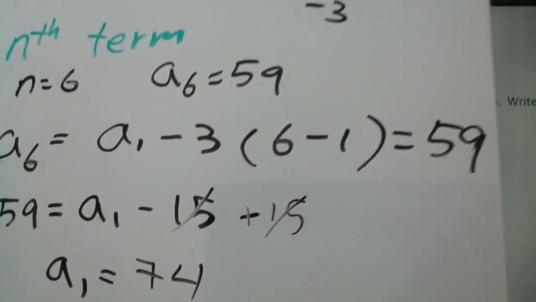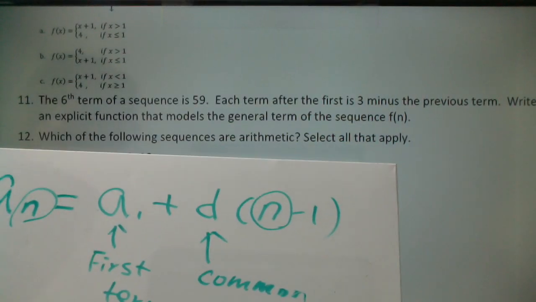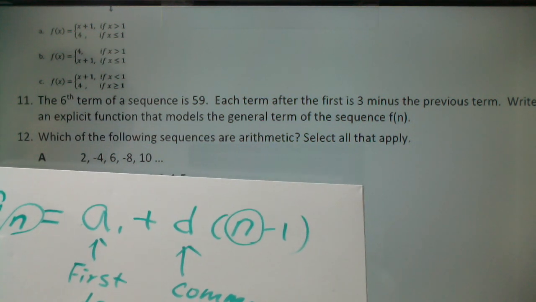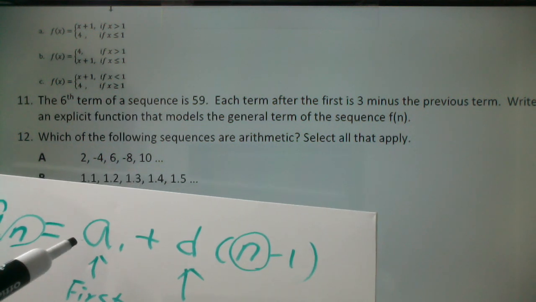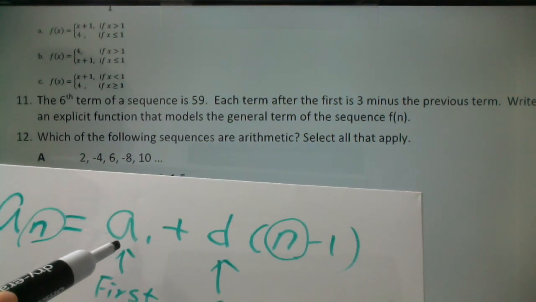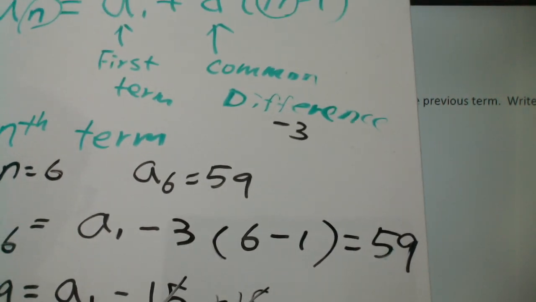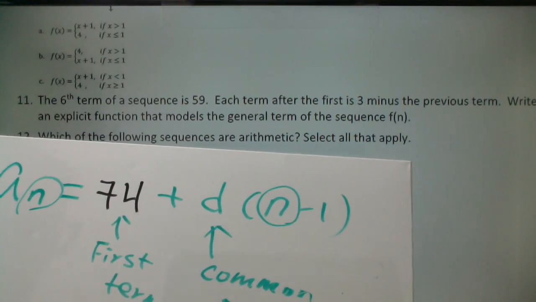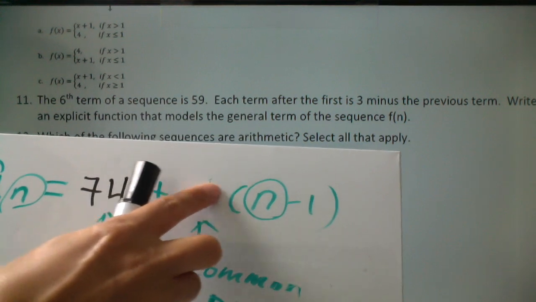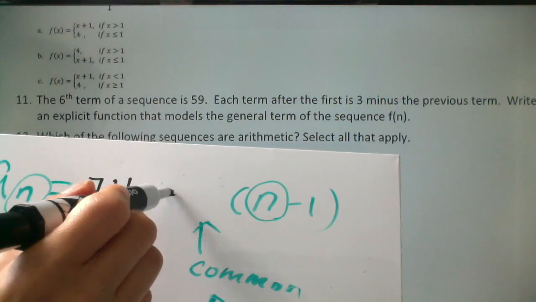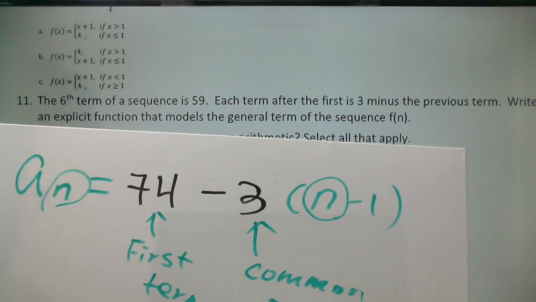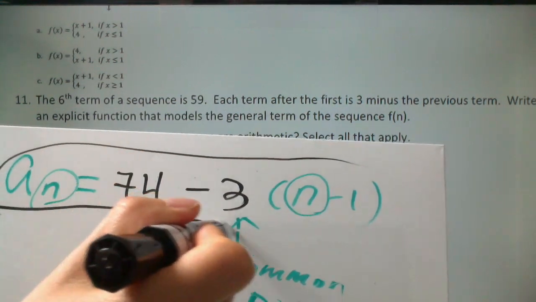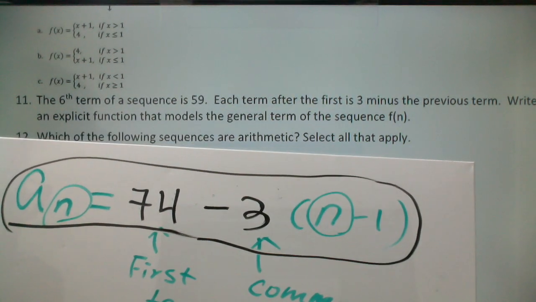Yes? Okay, so going back to the question, how do we need to answer? Write an explicit function that models the general term of the sequence. So we need to change this with what we know. We know A1, we just found out it is 74, right? So I'll change this to 74. What was the common difference? It was -3. So I'll change it to -3. That's the general form of the explicit function. So this is the answer.